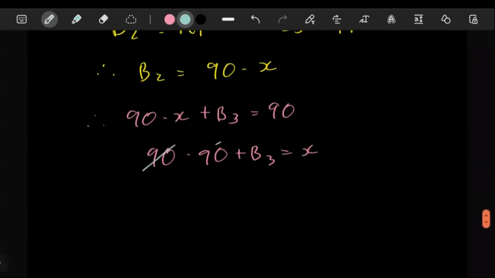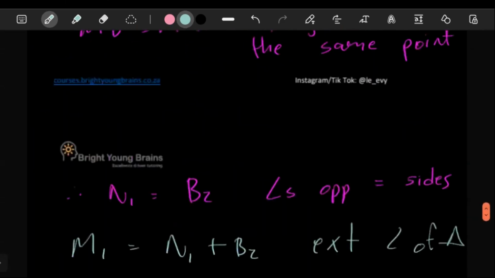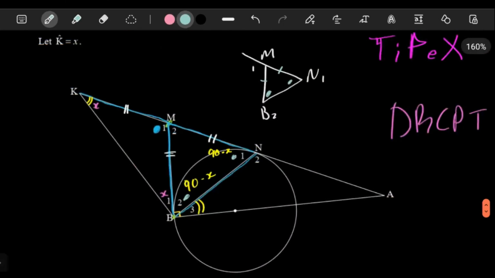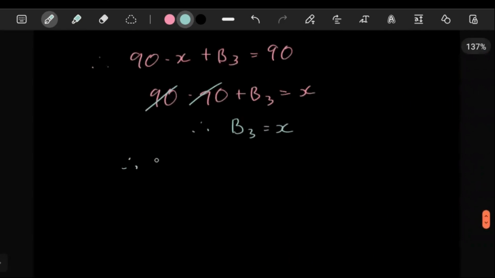90 minus 90, that goes away. Therefore, B3 is equal to x. There we go. So now that you've shown that B3 is equal to x, you're good to go, because now you can say B3 is equal to K, more of a conclusion. Therefore, B3 is equal to k. That's been proven now.